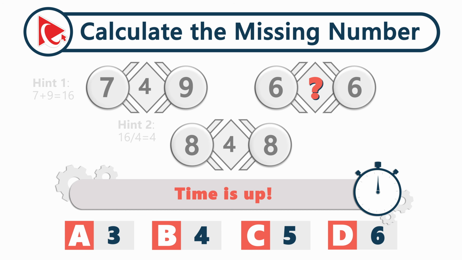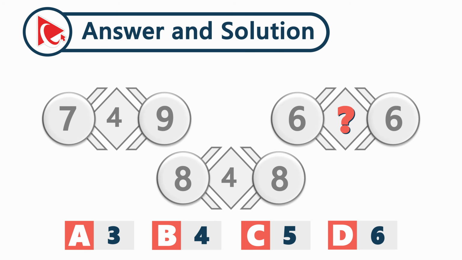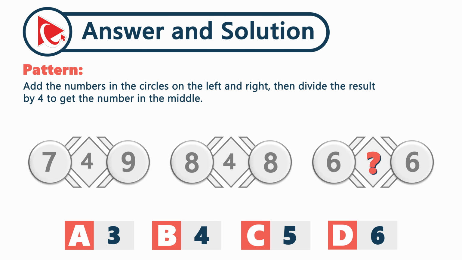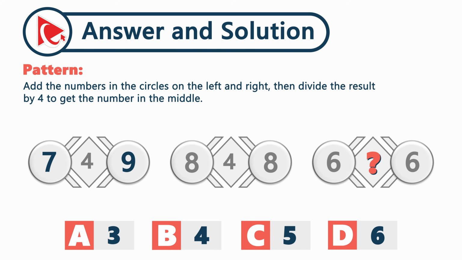As you might have correctly guessed, the pattern here is extremely simple. You need to add the numbers in the circles on the left and right, and then divide the result by 4 to get to the number in the middle. Let's look at the example. First shape has numbers 7 and 9 on the outside in the circles. 7 plus 9 divided by 4 equals 16 divided by 4 and equals 4. This is how the middle number 4 was calculated.